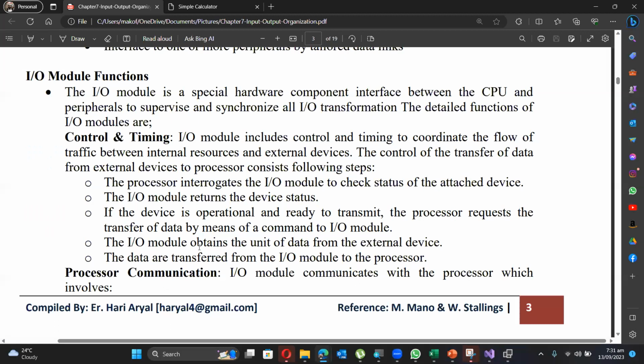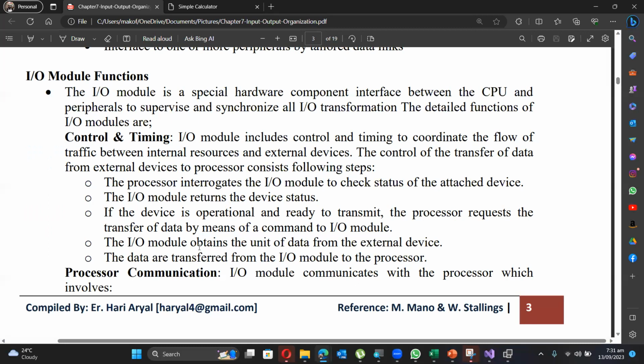The control of the transfer of data and external devices to the processor consists of the following things. The processor interrogates the IO module to check the status of a connected device. So whenever you plug in your pen drive, it is the IO module that will be contacted to see if the pen drive is connected, if the pen drive is working, and if the pen drive is ready for data to be transferred to it. Also, it is the IO module whose job is to return the device's status.